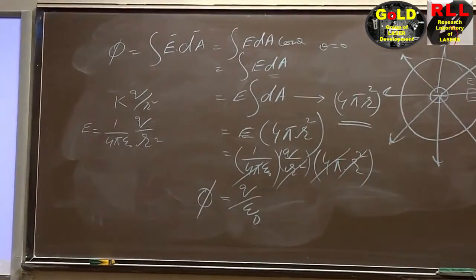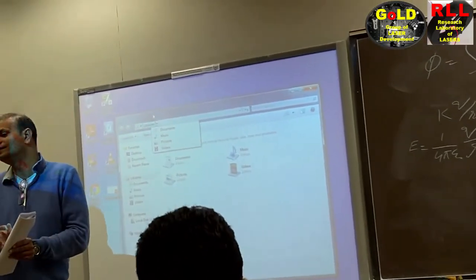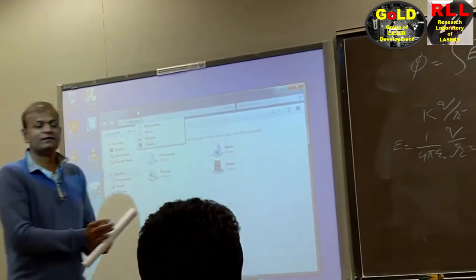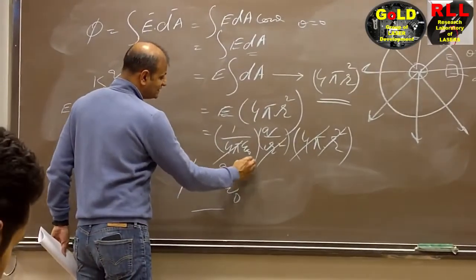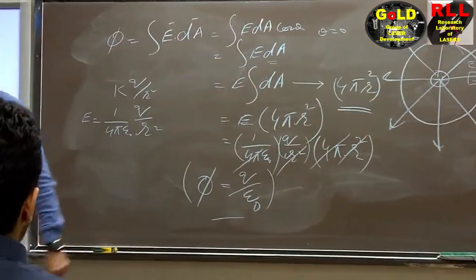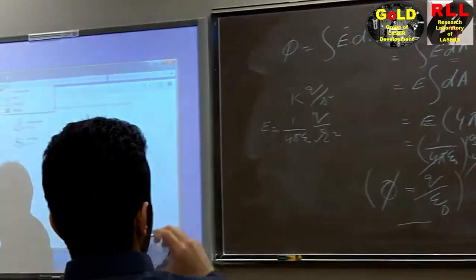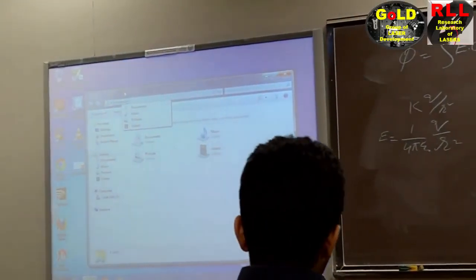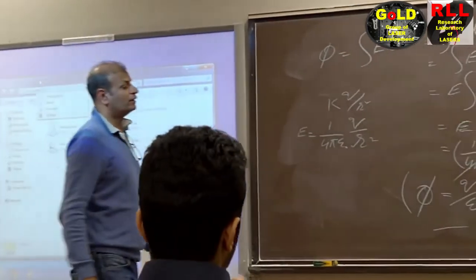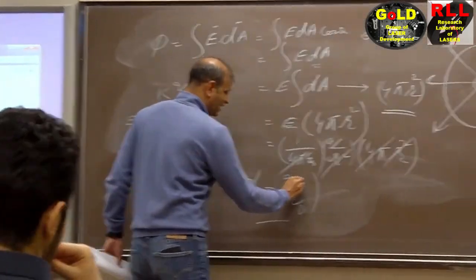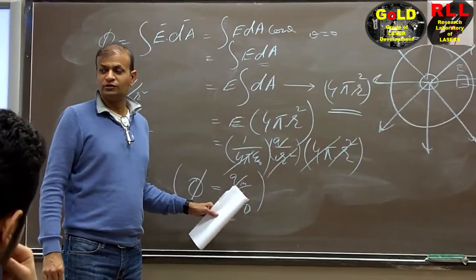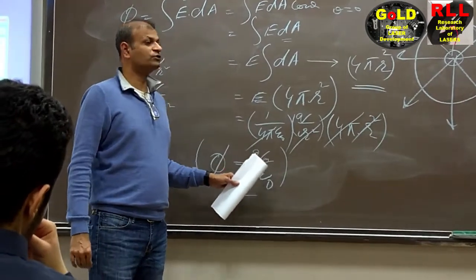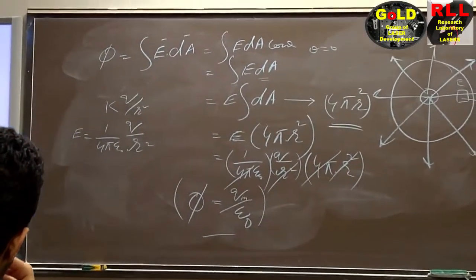So flux for a sphere, when the charge is enclosed in the sphere, this is the value of the flux. This is called Gauss's law. Okay? So when there is a sphere and the charge is enclosed, the flux is equal to the charge enclosed times 1 over permittivity.